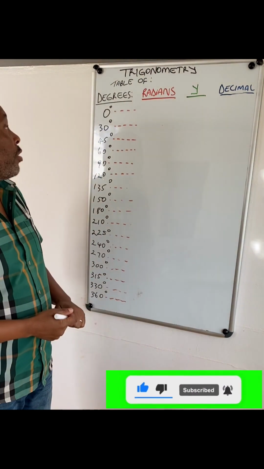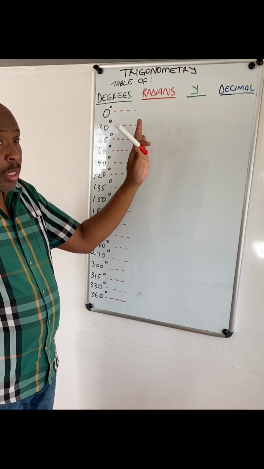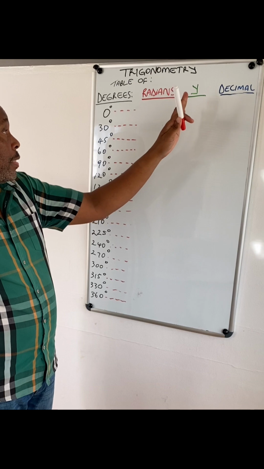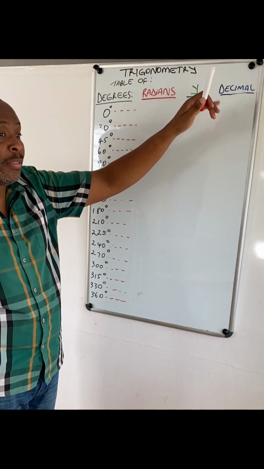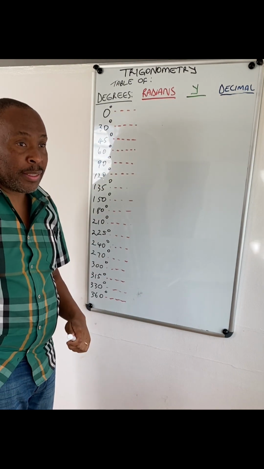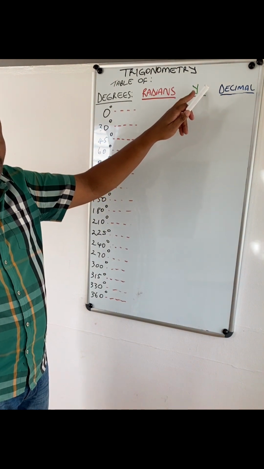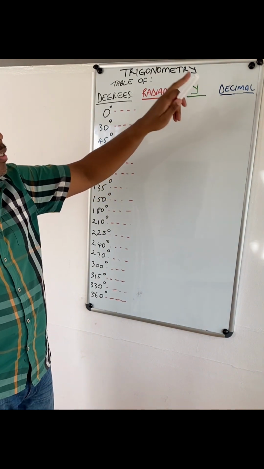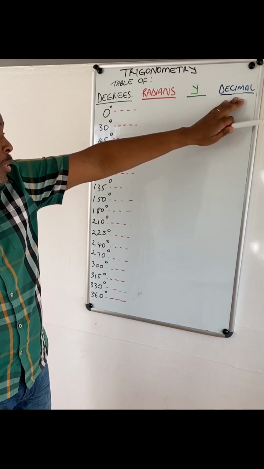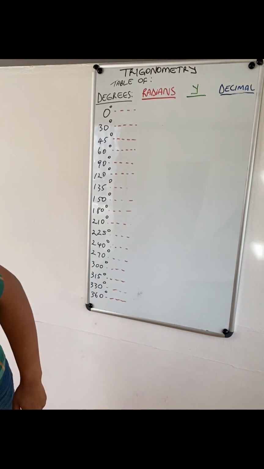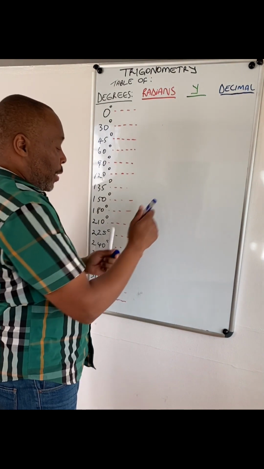Guys, still on trigonometry. Now we just want to show the table of degrees, radians, the y value and the decimal, which means the y value is the sine theta, the sine value. The y value, it's sine theta, but on special angles, on ratios, and then we put it in decimal form here.